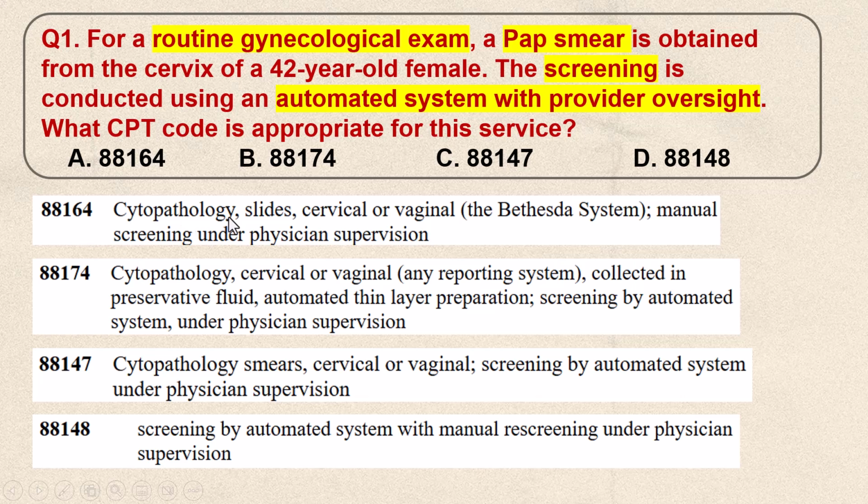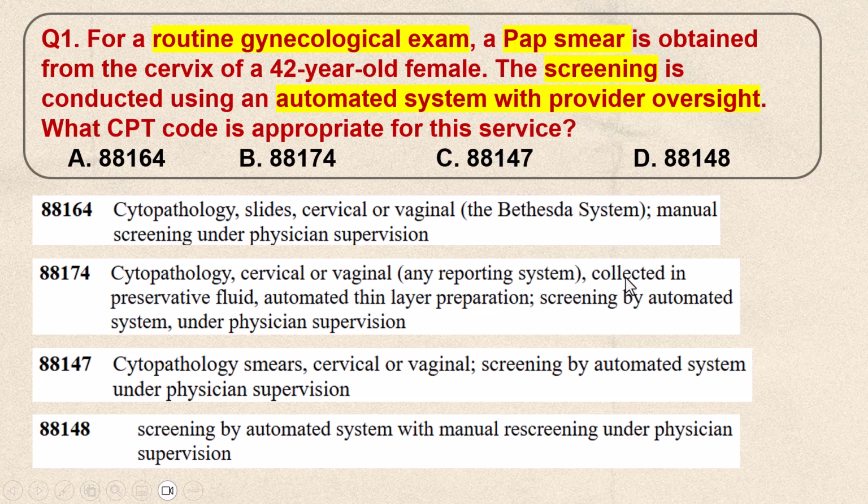88164 is cytopathology slides, cervical or vaginal. It's a manual screening under physician supervision. So here it is manual, but in our case it is an automated system with provider oversight. So this code is not suitable. 88174 is cytopathology, cervical or vaginal, any reporting system, collected in preservative fluid, automated thin layer preparation, screening by automated system under physician supervision.